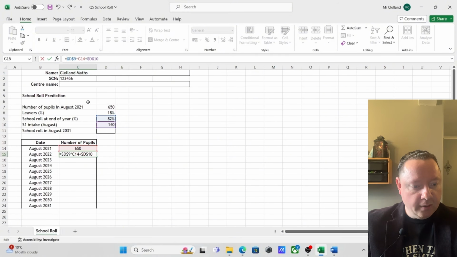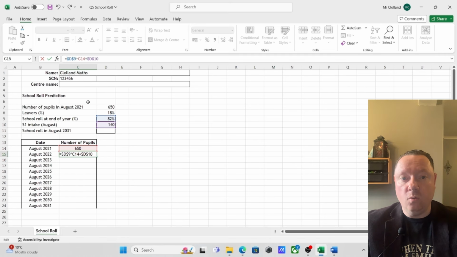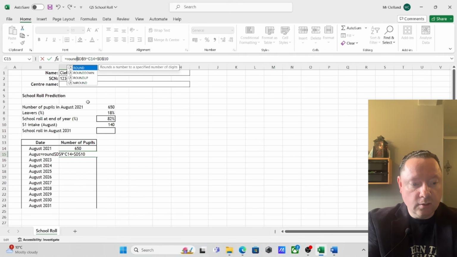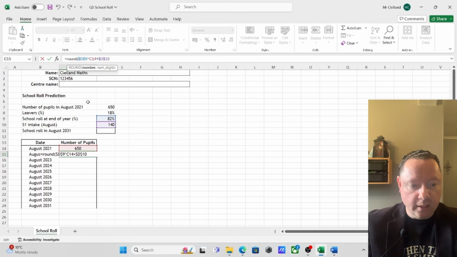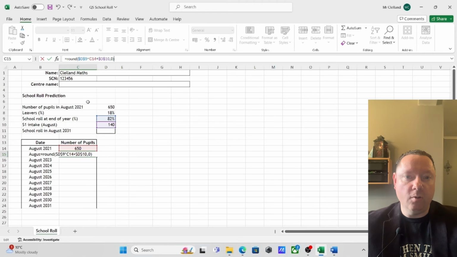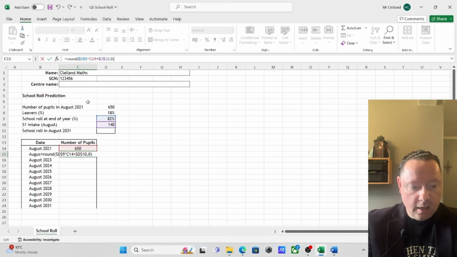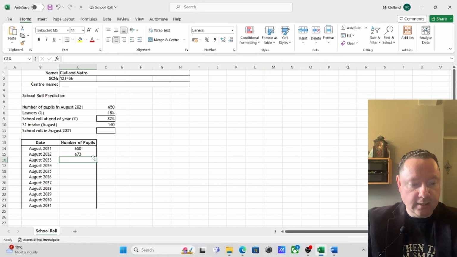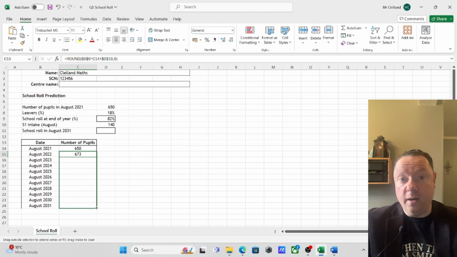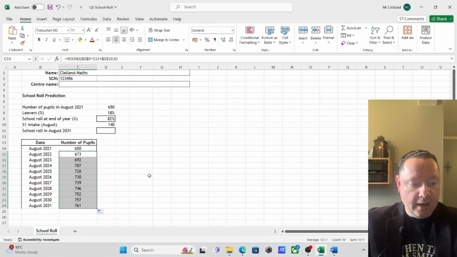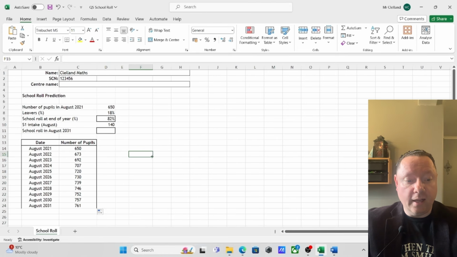It's approximately 18% leave, and the number of pupils has to be a whole number. So we can just round this to 0 decimal places. You could also use the integer function if it's exact, but we're looking at rounding here, so just round. And then press enter. And we get 673, and we can just extend that by dragging and dropping, or double clicking, or copying and pasting. And we get an answer of 761. So we have answered part A. So we'll just type that in here, 761, job done.